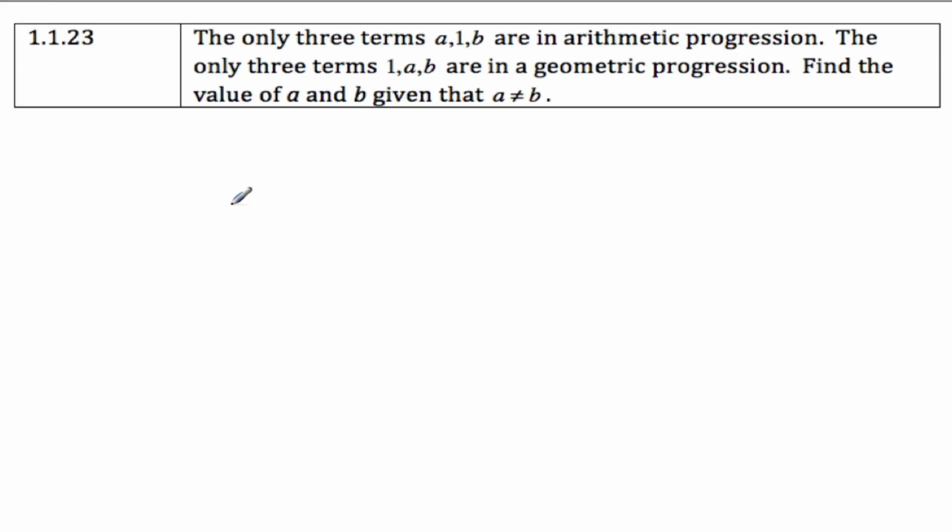Hello, here's question 1.1.23. It says to find a and b given that these three terms are in arithmetic progression and then these three terms rearranged are in geometric progression, which is a pretty cool question. But the first thing you need to realize is that there are long ways to do this problem and also very short ways to do this problem.